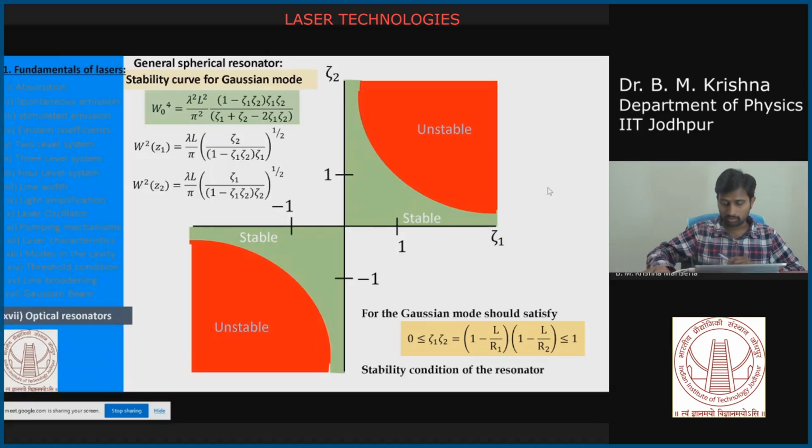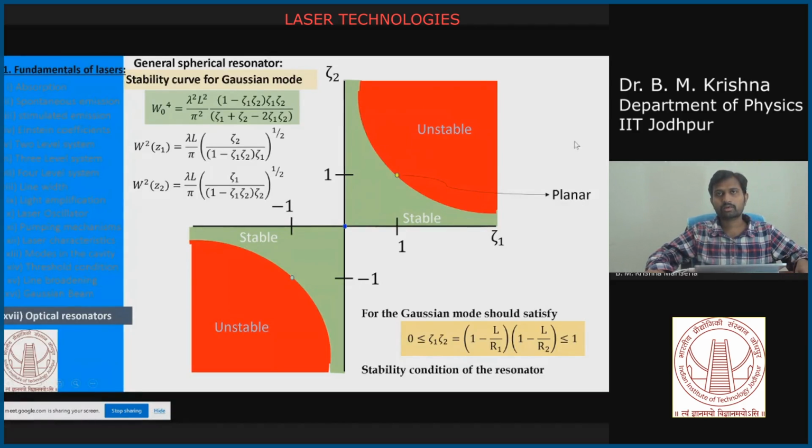Okay, now if you see, there are special points. In this case, you have seen it at 1, zeta 1 and zeta 2 at 1, zeta 1 and zeta 2 at 0, and zeta 1 and zeta 2 at minus 1. These are the special points we talk about. One is the planar condition.